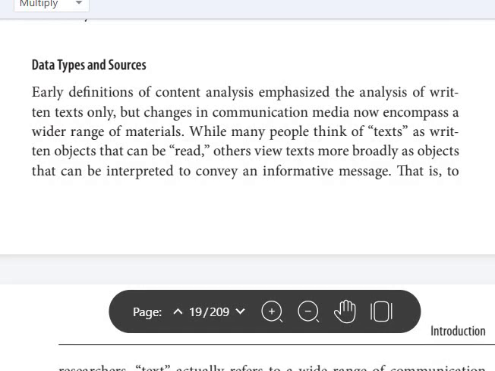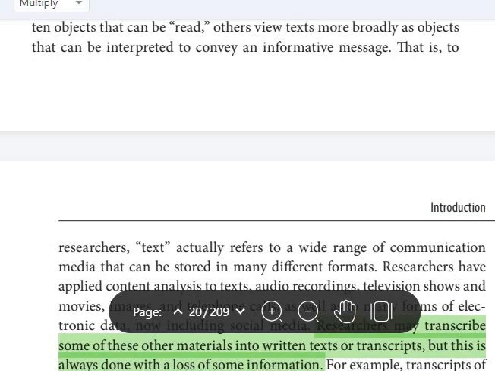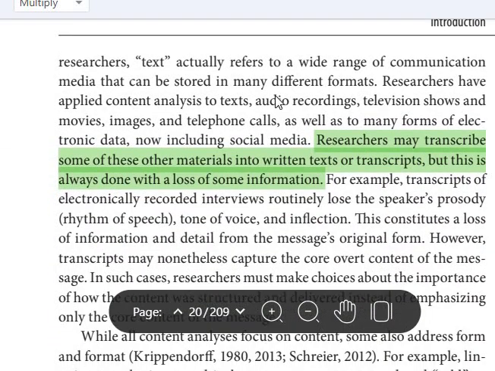Here, we should understand that the data types can be read. Others view texts more broadly as objects that can be interpreted to convey an informative message. That is, to researchers, text actually refers to a wide range of communication media that can be stored in many different formats.